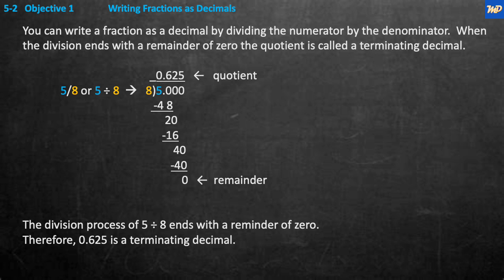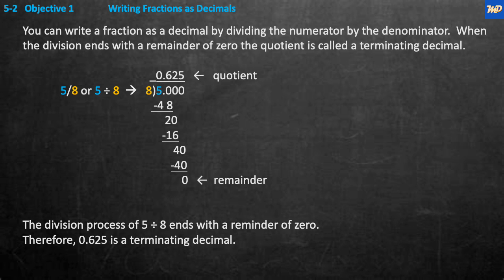Objective 1. Writing fractions as decimals. You can write a fraction as a decimal by dividing the numerator by the denominator. When the division ends with a remainder of 0, the quotient is called a terminating decimal.